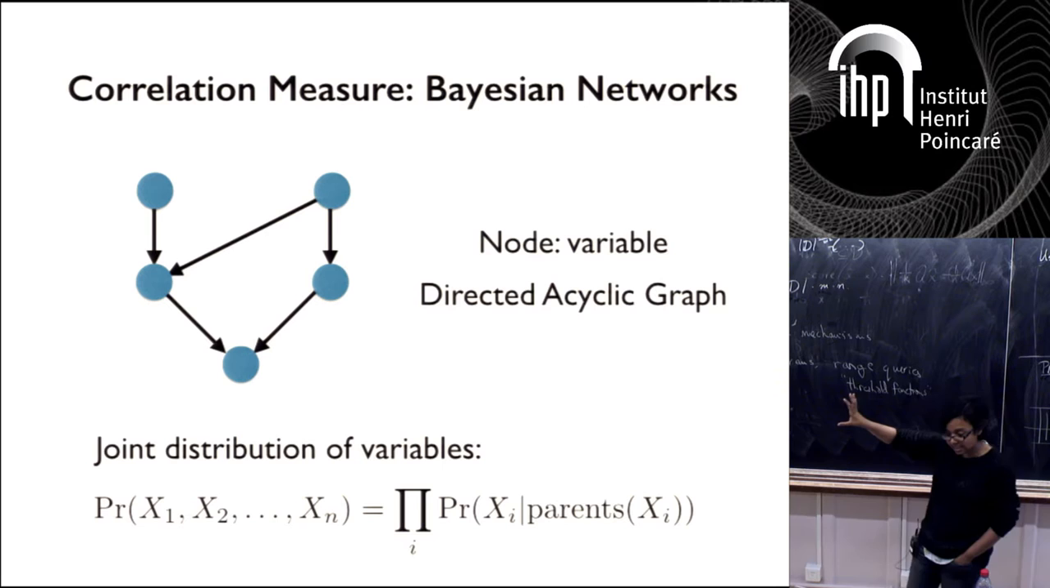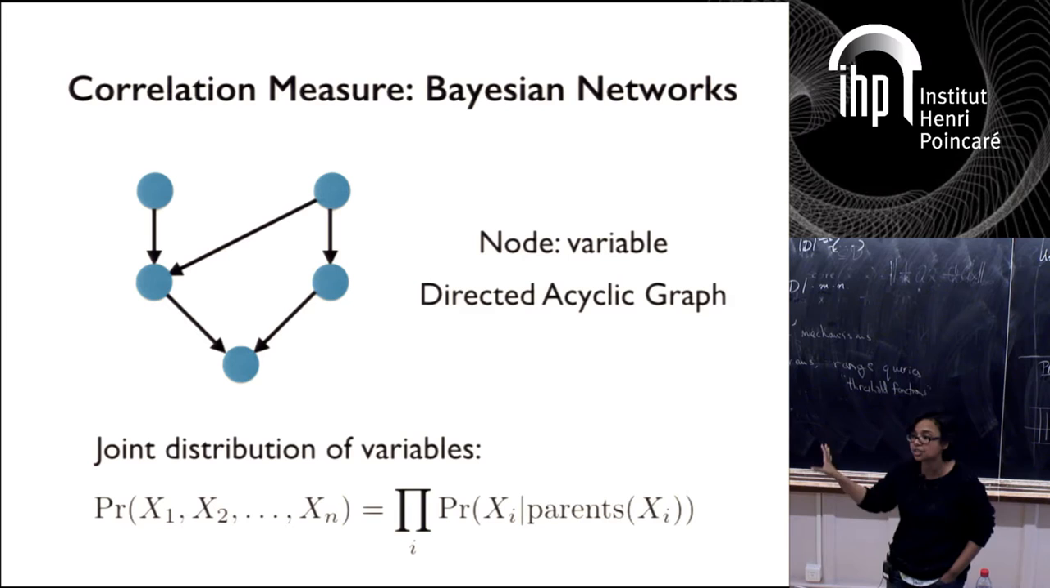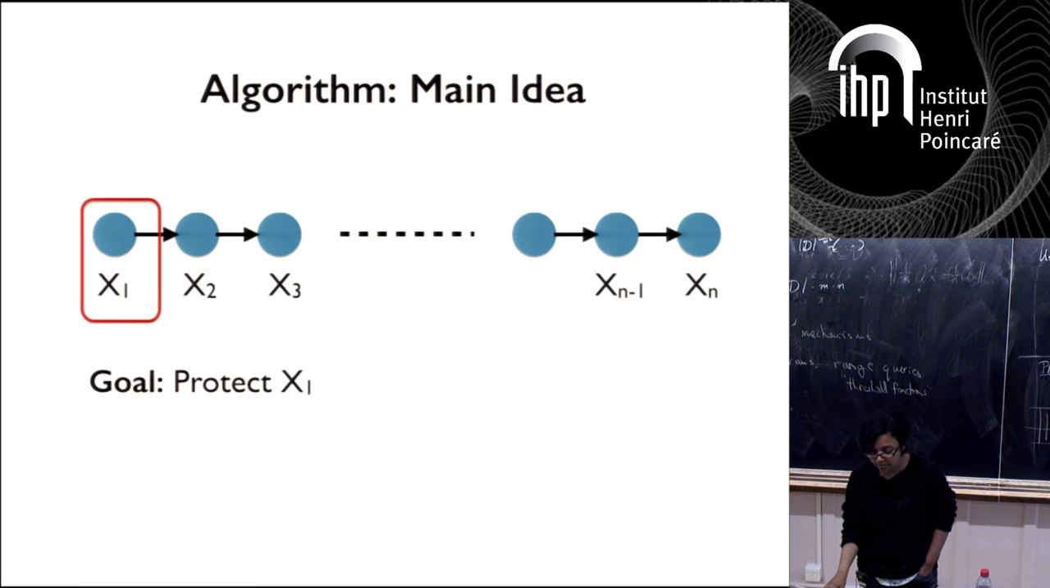Each node is a variable, and the joint distribution over the variables is this product, right? So if you have the joint distribution over x1 to xn, it's the product over all i of the probability of xi conditioned on the parents of xi. Okay, so this is the definition, this describes the joint distribution. So the joint distribution can't be arbitrarily complicated. It has to follow some rules. Okay? And here is the main idea that we are going to use.